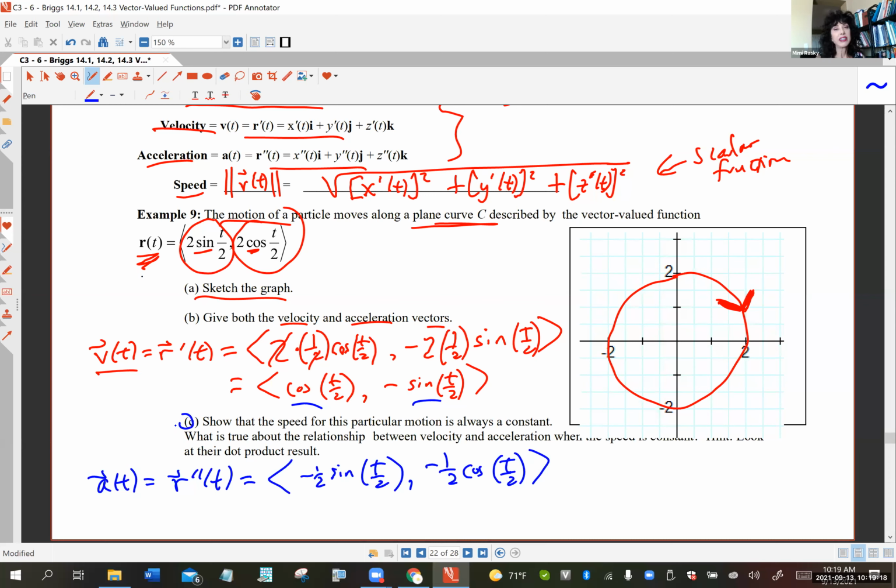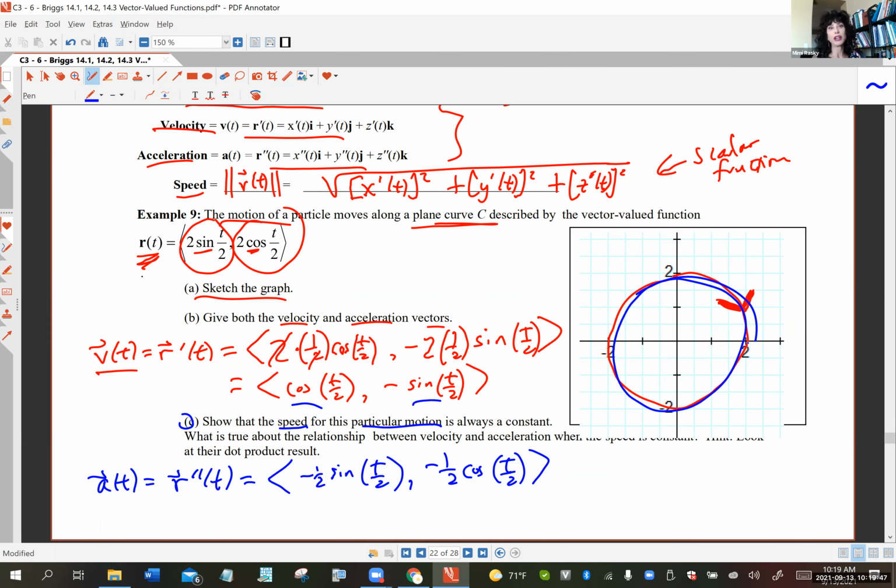Now for letter C, this is a special question. You have to be careful that you don't think this is always true for every vector valued function, because some students see one example and they think it's pertinent for everything universally. And that's a dangerous thing to believe. But here, the speed for this particular motion is always a constant. In other words, circular motion leads to constant speeds.